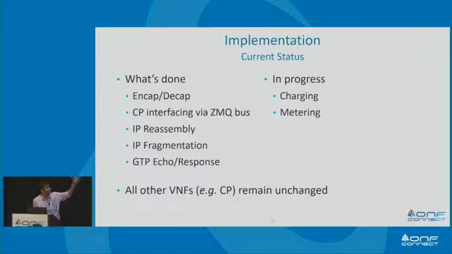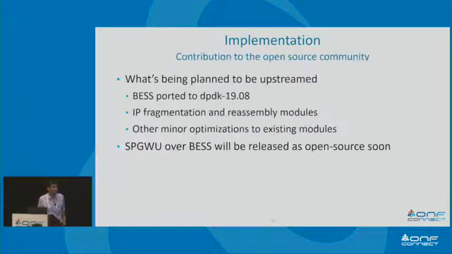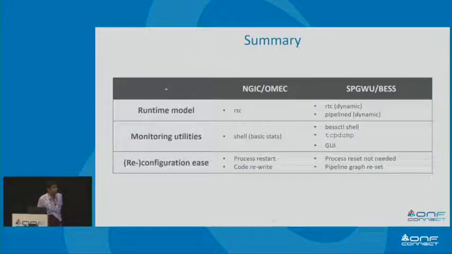We have already implemented the NCAP DCAP module, IP reassembly, fragmentation, and echo response. What we're doing right now is working on charging and metering. We have done most of our implementation, but we still haven't released it in open source yet. We're talking to the OMEC guys to put whatever we have contributed so far in a separate repo. And this is just a summary of the differences between the SP Gateway BESS version and the OMEC version. With this, I would like to end my talk, and if you have any questions, please ask me.